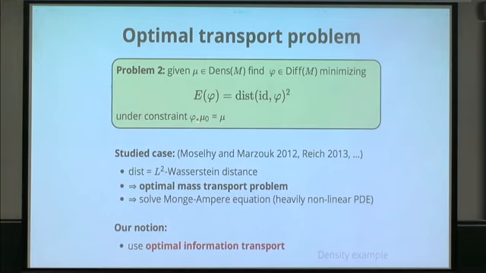If you take this distance to be just some L2 distance, oh, it shouldn't be L2 Wasserstein, it's just the L2 distance upstairs here. Then you get normal optimal mass transport. And you can do that as an approach that people have been looking at to draw samples. One problem, of course, with the optimal mass transport, you have to solve the Monge-Ampere equation, which is a PDE that is very, very nonlinear. So there are good methods for doing this, but our approach is somewhat different.